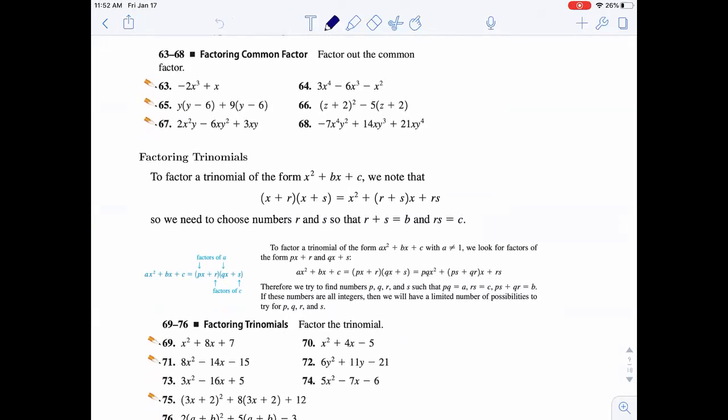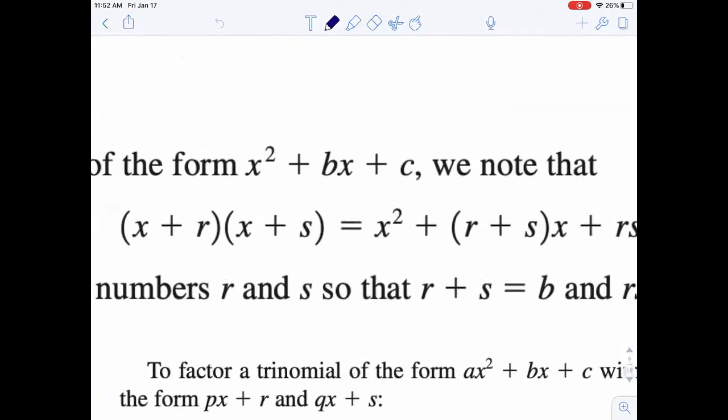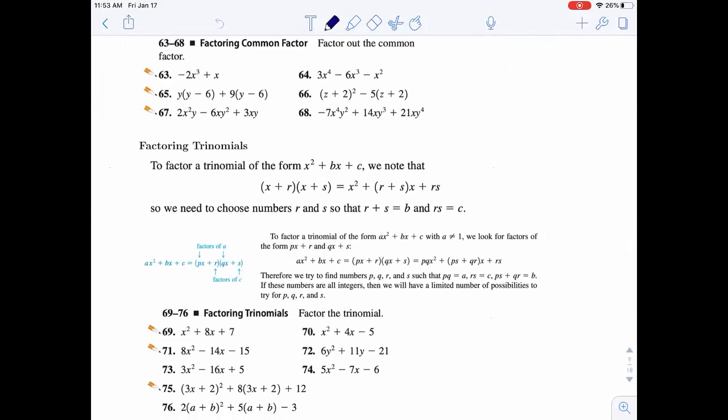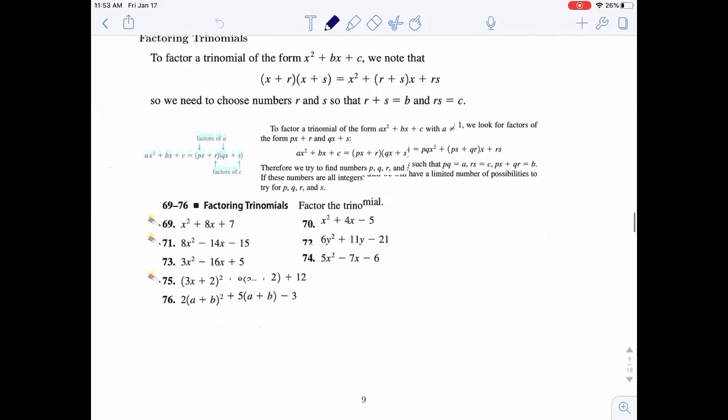A trinomial is something that looks like x squared plus bx plus c. And so a trinomial is just a polynomial. Poly means many, so a polynomial, but with 3 terms. 1, 2, 3, trinomial. There's the special case where we've got this trinomial, but there's no coefficient on the x squared. What we're going to fast forward to is just being able to deal with any coefficient.